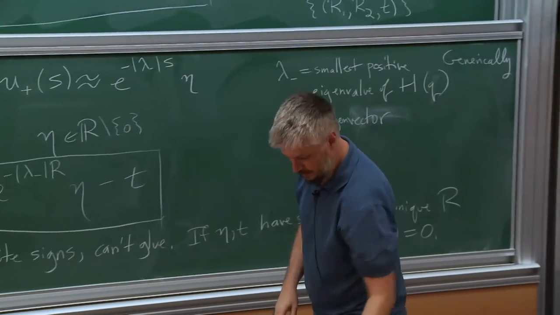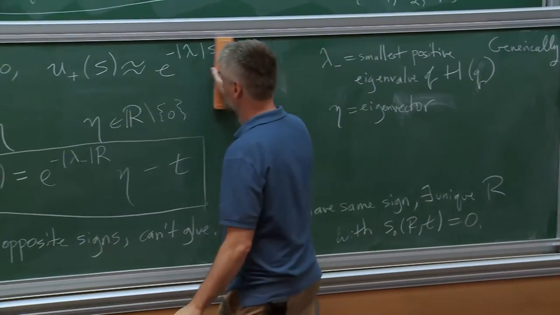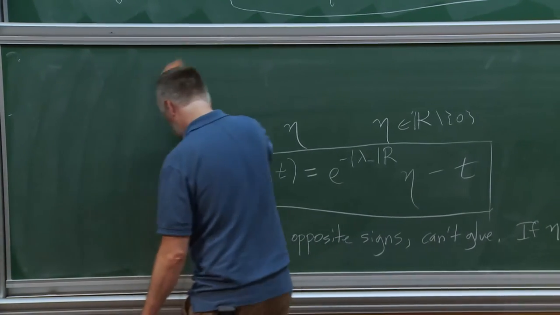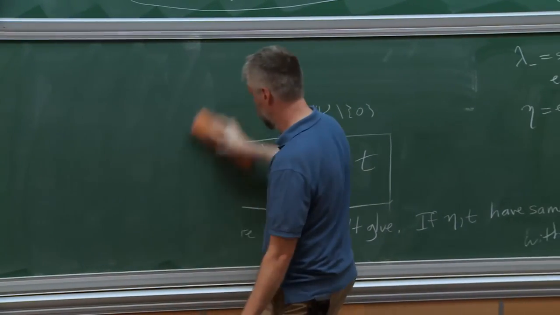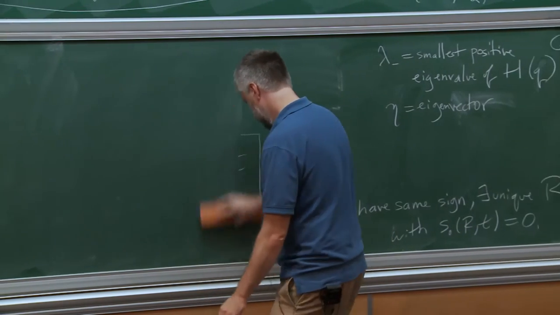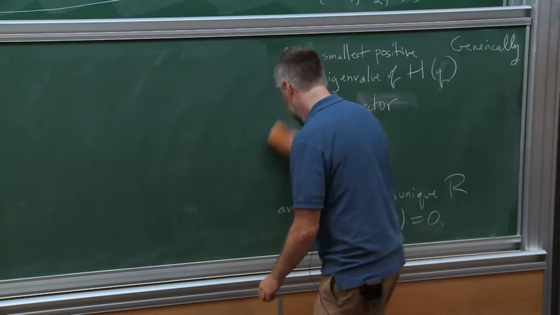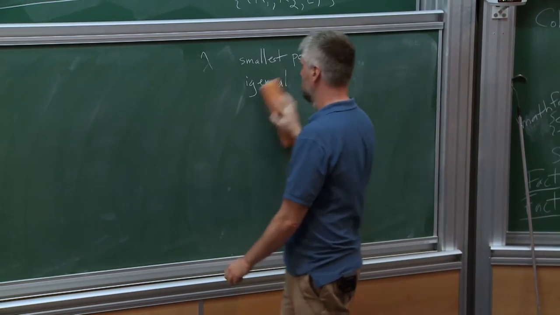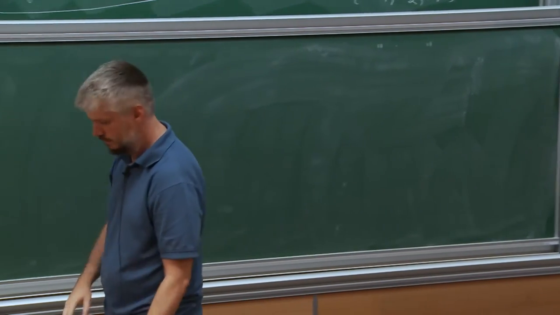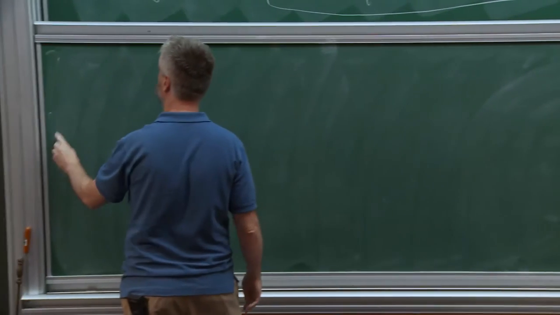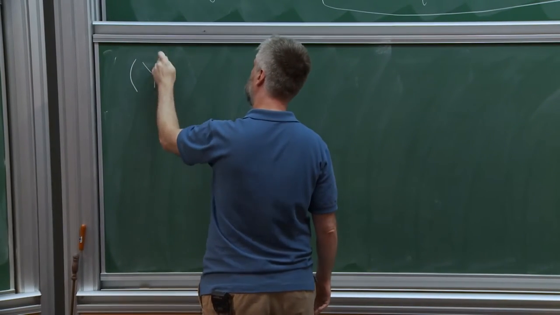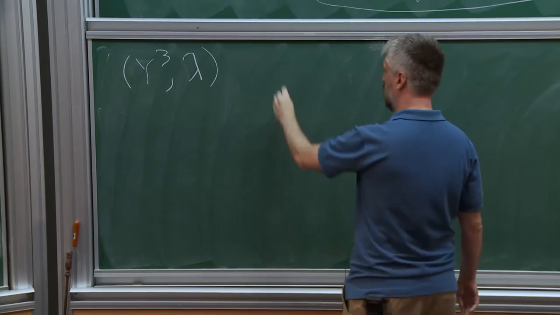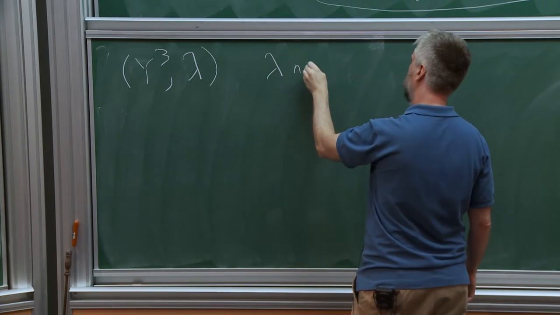Okay, so now let's switch gears and talk about the holomorphic curve problem I care about. I'm going to introduce the problem and then we'll talk about how to solve it tomorrow. Okay, so we're going to look at a three-dimensional contact manifold. So Y is a three-manifold. Lambda is a non-degenerate contact form.